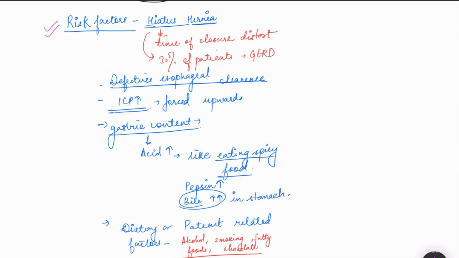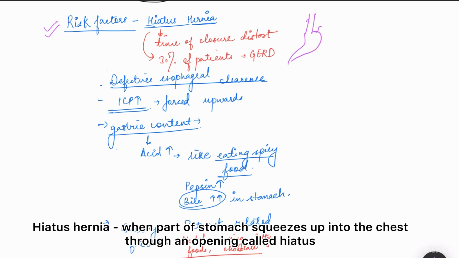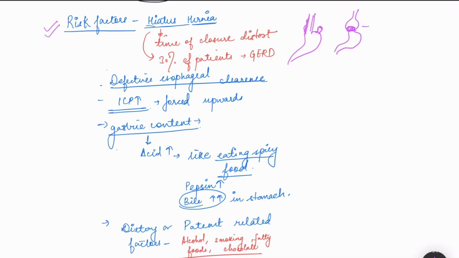Now we will discuss the risk factors of GERD. First is hiatus hernia. So what is hiatus hernia? We have an esophagus, we have a stomach. Hernia means a bulge in the mucosa or submucosa. So when this bulge takes place either in the esophagus or in the stomach like this, there is inappropriate peristaltic movement which will accumulate the food here and a prolonged exposure takes place. So in 30% of patients, hiatus hernia will lead to GERD formation.